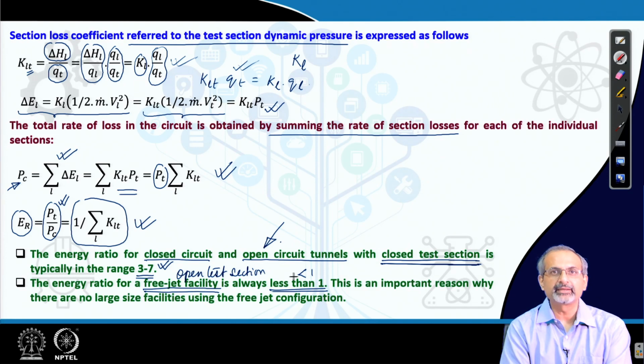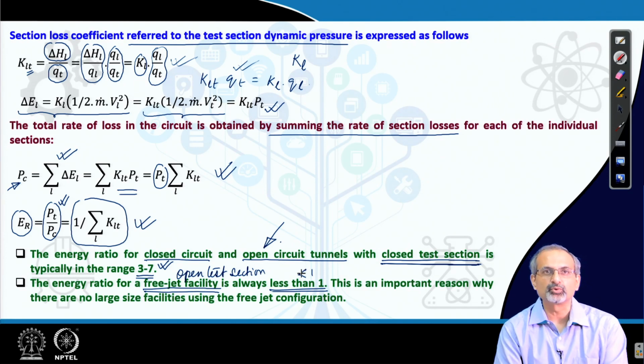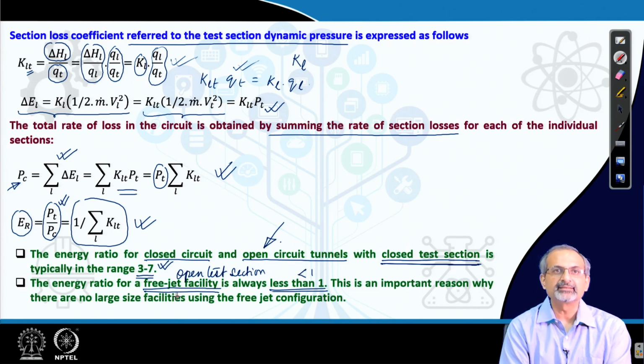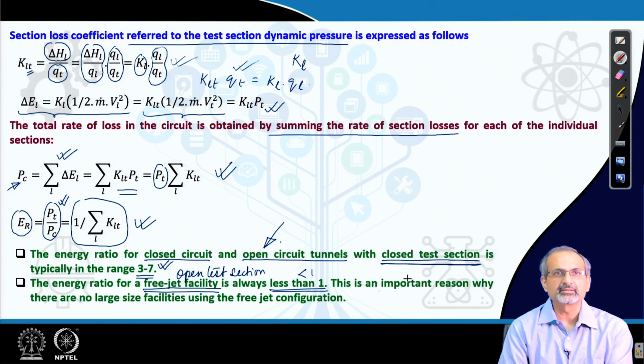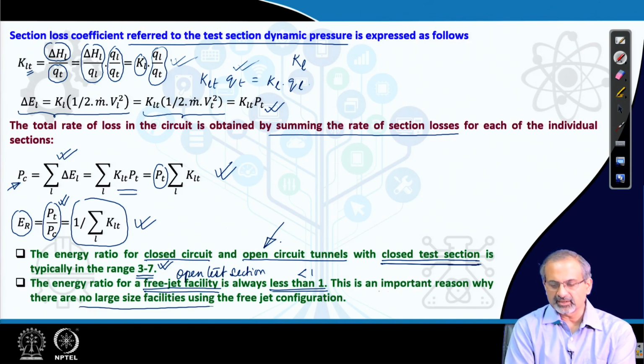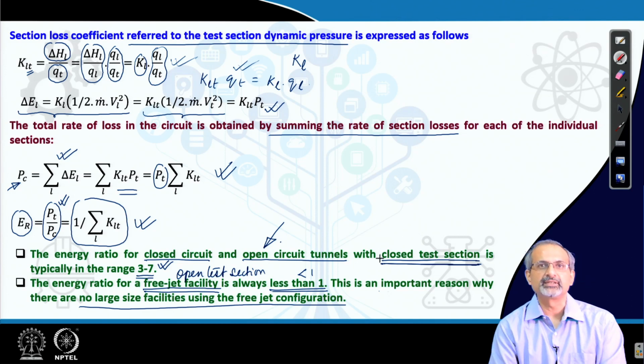That means, there is a wide gap in energy ratio between the two categories, which obviously means that the free jet facilities are very less energy efficient. And this is precisely one of the important reasons why no large size facilities use the free jet configuration.